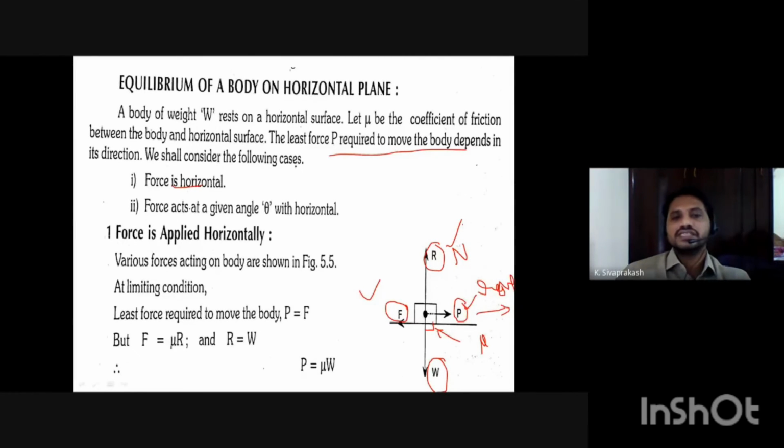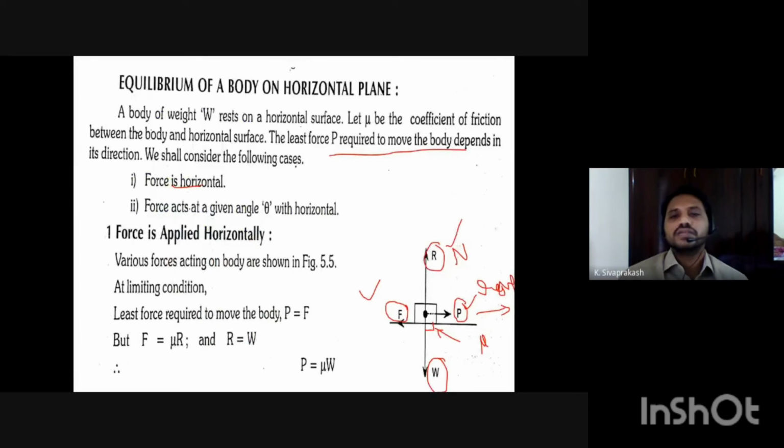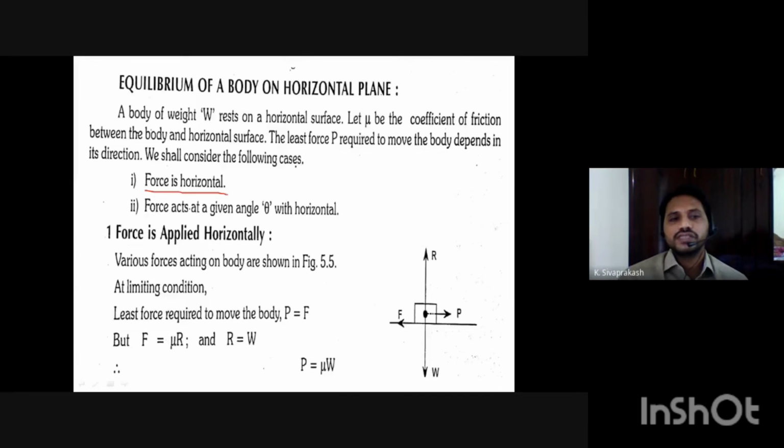The first case: the external force P is a horizontal force. The first case is the force is horizontal. In the second case, the force is acting at an angle theta with the horizontal. In the first case, how do you say the force is horizontal? Because the horizontal direction is parallel to the base. See, this is the horizontal base. So a force direction which is parallel to the base means this is the horizontal force.